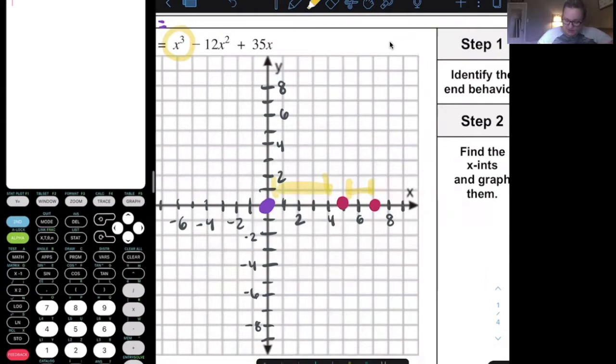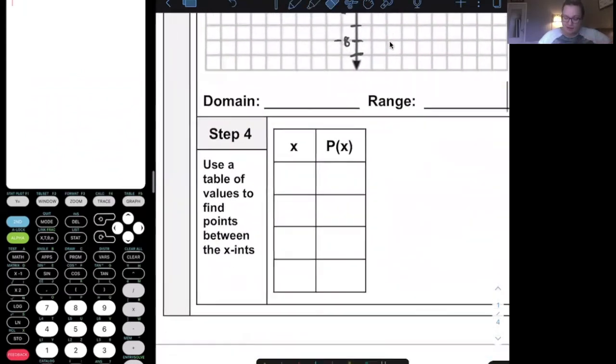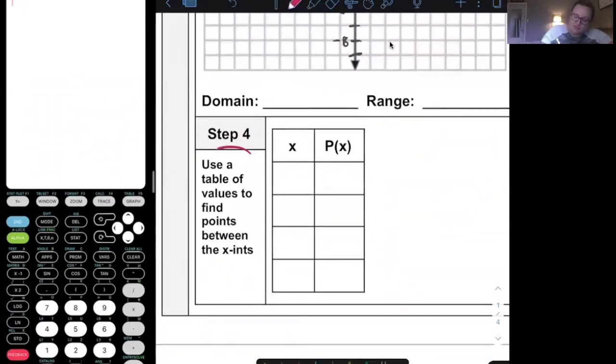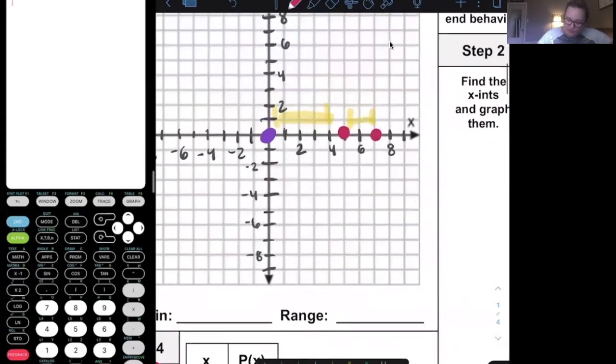But we need to know, like, the graph could do this between these points. The graph could do this between these points. The graph could do this, or let's say that didn't change. The graph could do this and this. So we need to figure out what the graph does between our x-intercepts. To do that, we're going to plug in some x values into the function and find the y values and then plot those points. So we're going to use a table of values in step 4 to find the points between the x-intercepts. So we want to use an x value that's between 0 and 5.